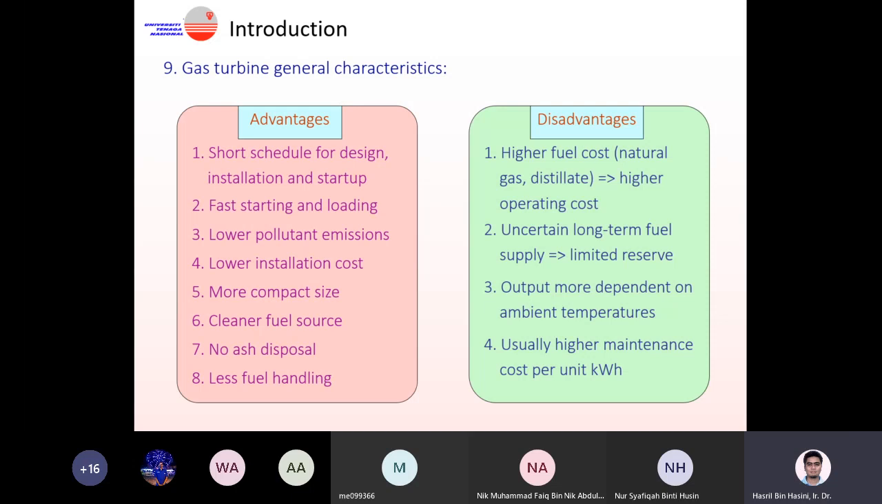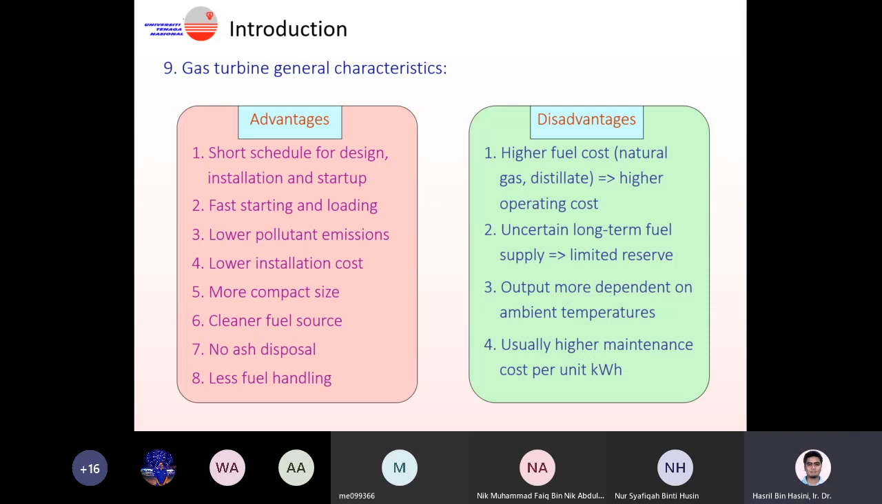However, bear in mind that since gas turbine is using the natural gas, a carbon-based fuel, the amount of carbon dioxide is still a lot. The amount of CO2 is still a lot as compared to the others because they are using hydrocarbon fuel. So lower pollutant emission here refers to the other types of pollutant, not CO2. They are referring to NOx, sulfur dioxide, particulate matter, and the ash as well. So that's why we can say it is actually lower in the pollutant emission.